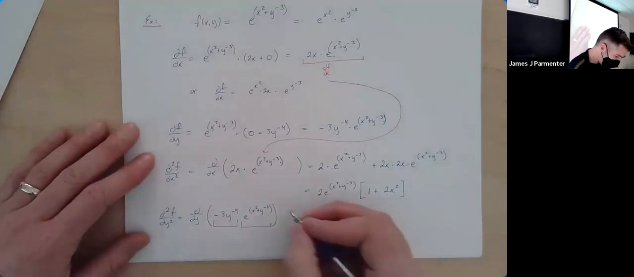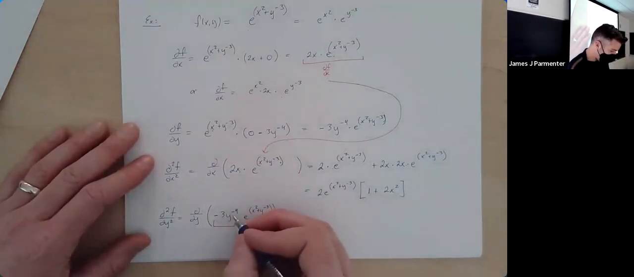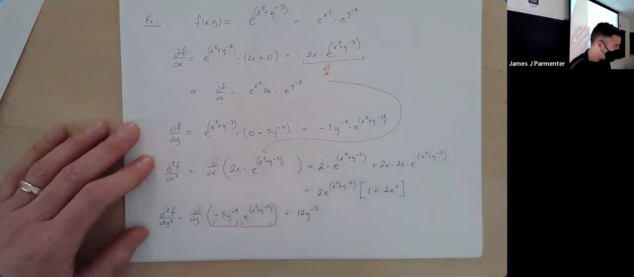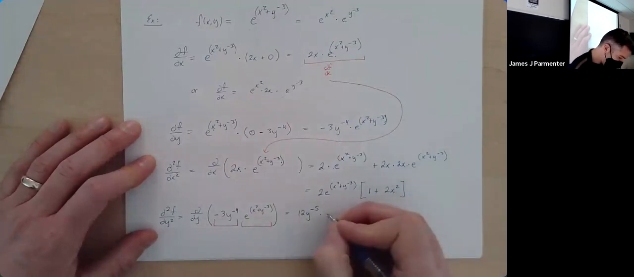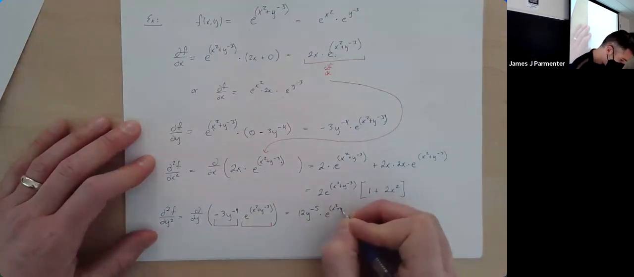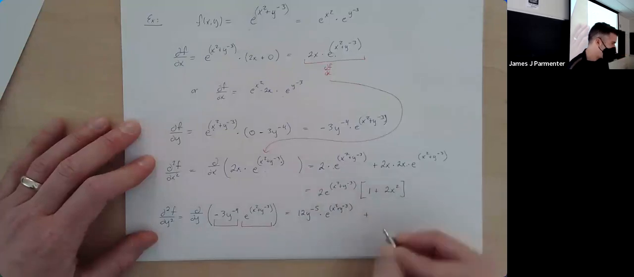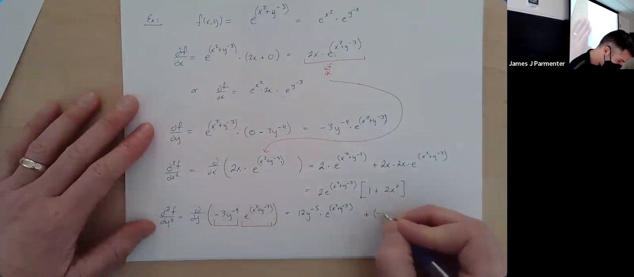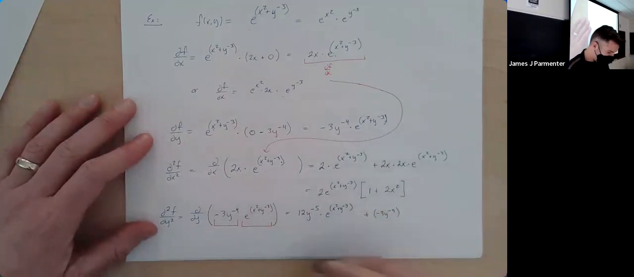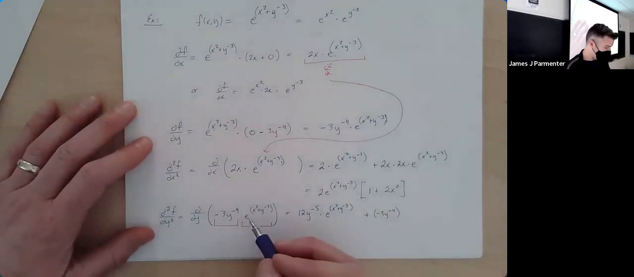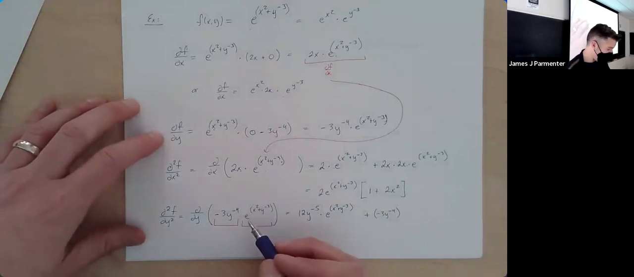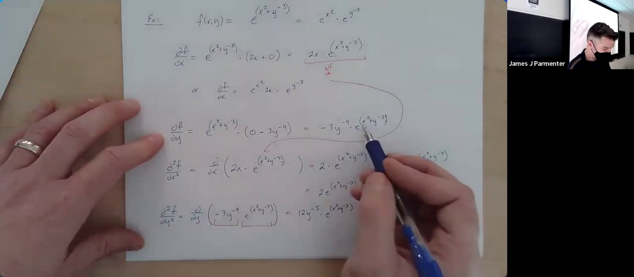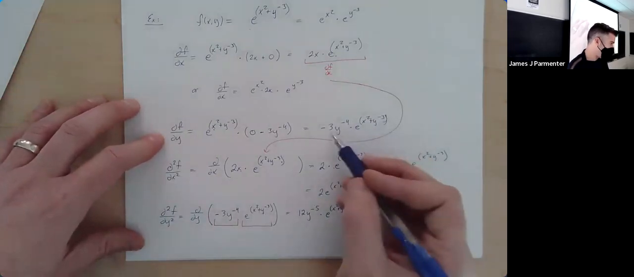So when I take the derivative of negative 3y to the negative fourth with respect to y, it is going to be positive 12y to the negative fifth times the other piece left alone, plus, and then we switch it up. We can do the same thing we did last time. We can leave the negative 3y to the negative fourth alone. And we know that the derivative of this second piece is the partial with respect to y that we already found originally. So the derivative of e to the x squared plus y to the negative third is e to the x squared plus y to the negative third times negative 3y to the negative fourth.